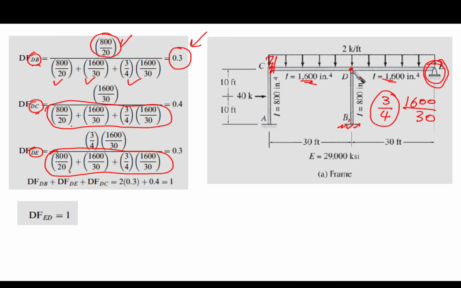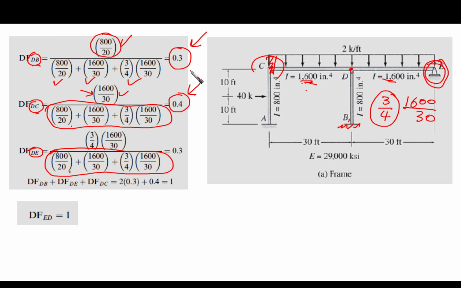Okay. Now let's go to the DC. So we have now DC. The same denominator is going to be used here. However, the numerator is going to be the only difference. So for DC, it is 1600 over 30, and the far end is fixed. So we are going to use 1600 over 30. If you calculate it, you are going to find it 0.4.